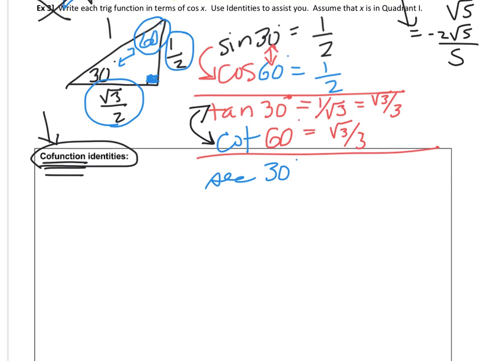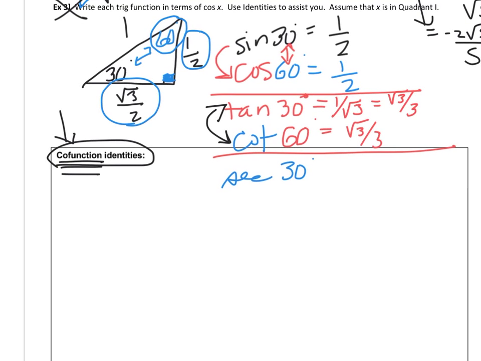So I know that secant is related to cosine. Cosine is the adjacent over the hypotenuse. So that would be root 3 over 2. So this is just going to be the reciprocal of root 3 over 2, which would give me 2 over root 3, which rationalizing gives me 2 root 3 over 3. So from our right triangle with the 30-degree reference angle, secant of 30 is 2 root 3 over 3.